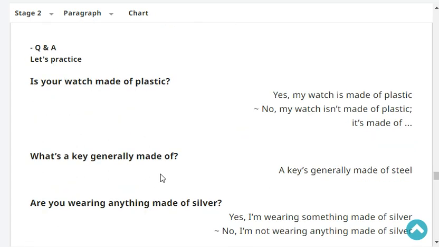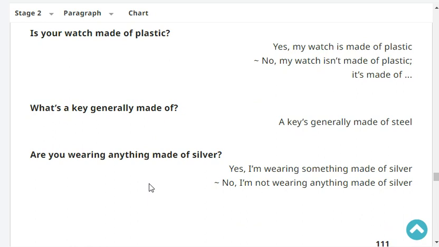What's a key generally made of? A key is generally made of steel. Very good.